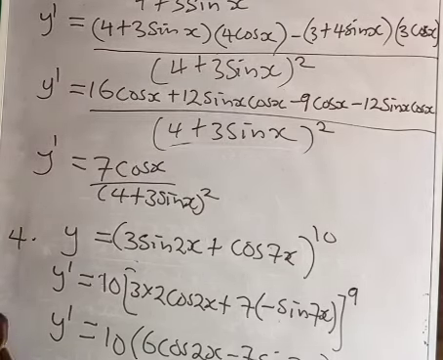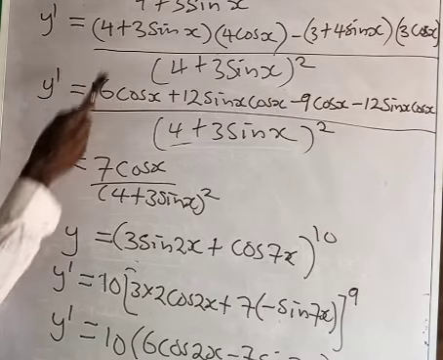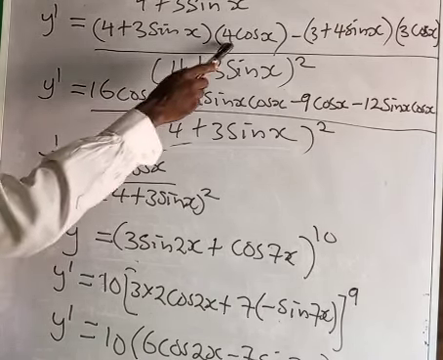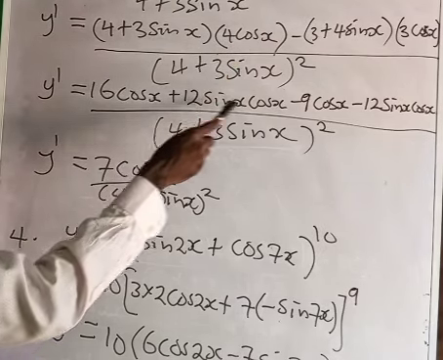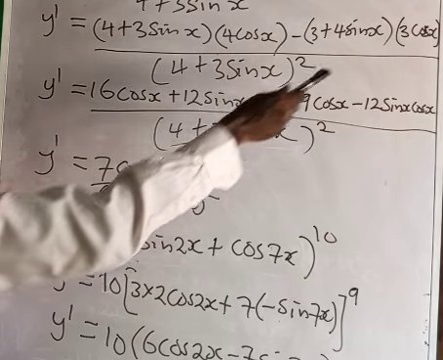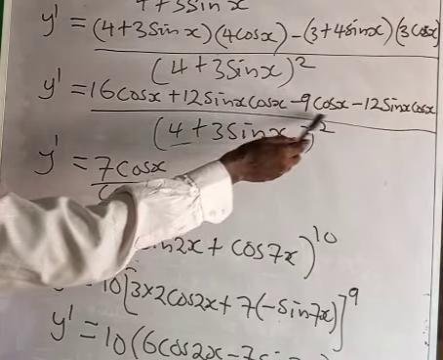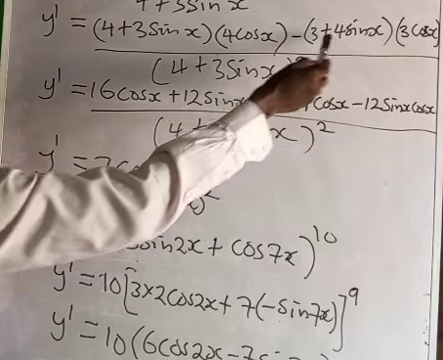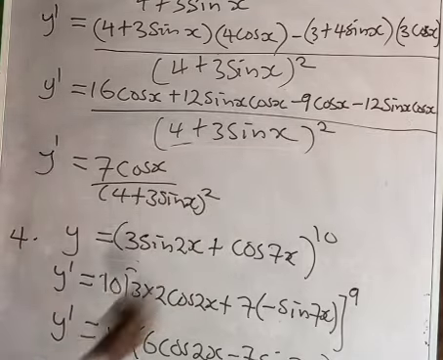All we did was to carefully open up the brackets. You have 4 cos x times 4, that is 16 cos x. 4 cos x times 3 sine x, that is 12 sine x cos x. Then we have 3 cos x times minus 3, that's minus 9 cos x. Then 3 cos x times minus 4 sine x, that's minus 12 sine x cos x.